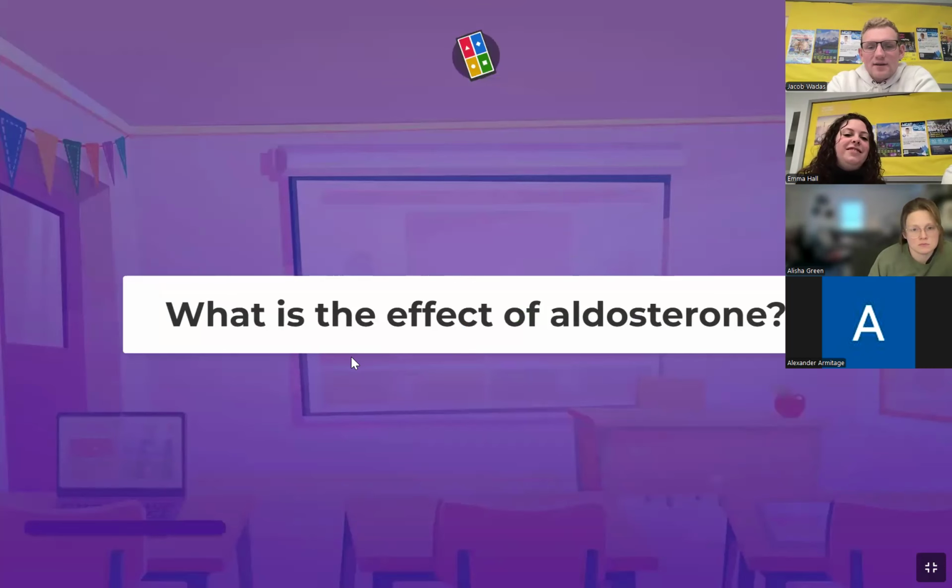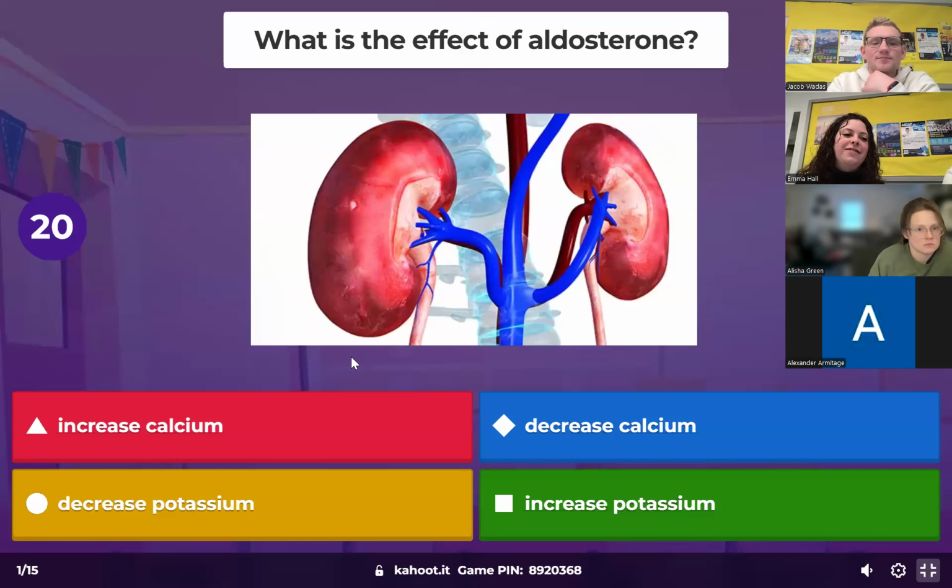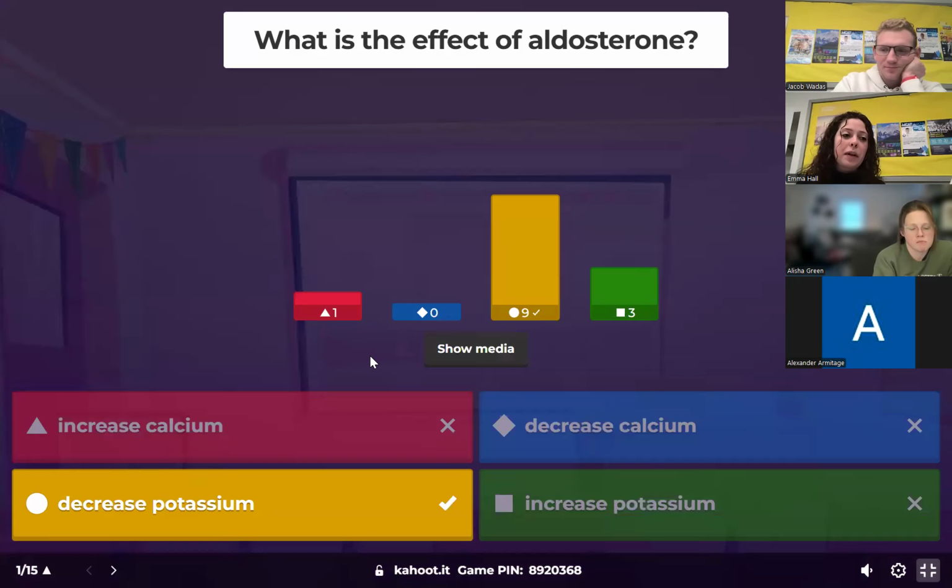What is the effect of aldosterone? They might still ask these questions because we're still talking about ACE inhibitors and ARBs. So expect to see maybe some basic questions about the RAS system. I wouldn't be surprised if they put that on there. Very good. Yep, decreased potassium.